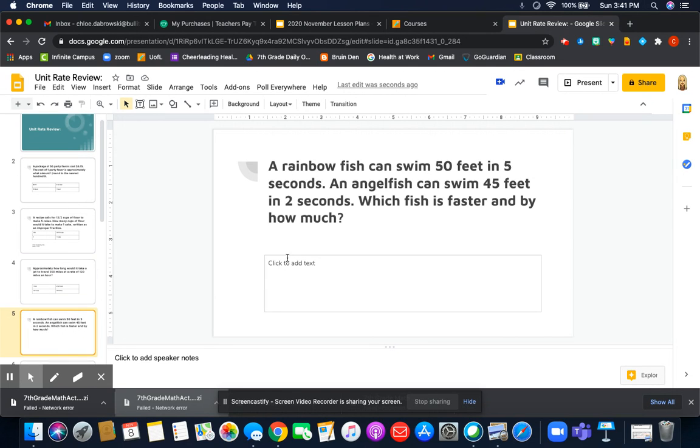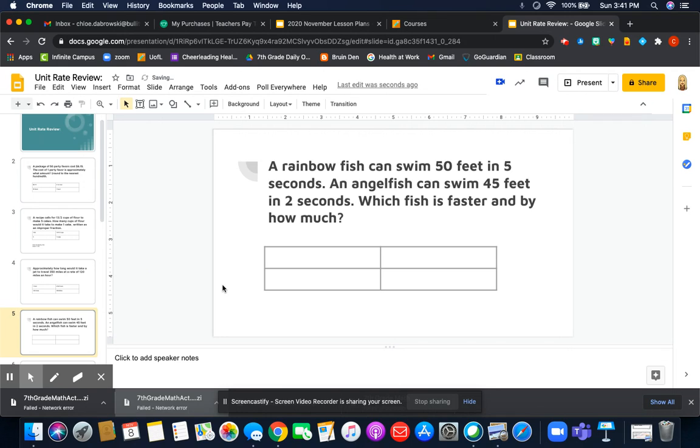All right, next question. We have a rainbow fish. He can swim 50 feet in 5 seconds. An angelfish is swimming 45 feet in 2 seconds. Which fish is faster and by how much? So I'm actually going to need two tables on this problem. So we are dealing with two different fish.